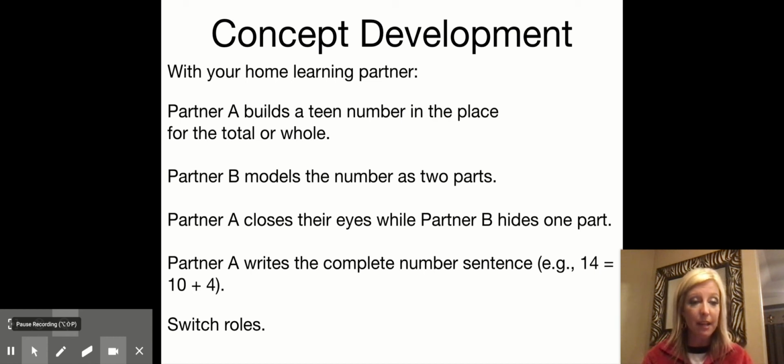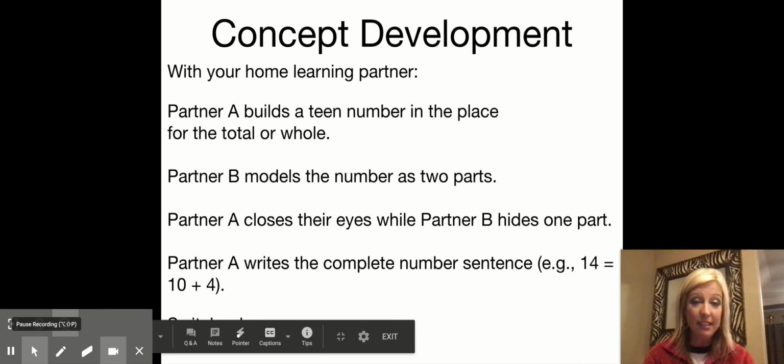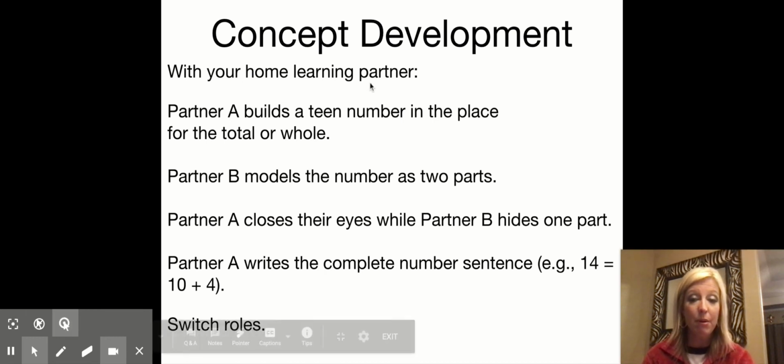So I want you to play this game with your home learning partner 2 or 3 times with some different numbers. Break them apart, just like we did. Write a number sentence with the parts and the whole, and then hide one of those parts and see if your partner can figure it out. Go ahead and pause the video on this slide so that you have the directions. I really hope you had a good time playing that game with your home learning partner.